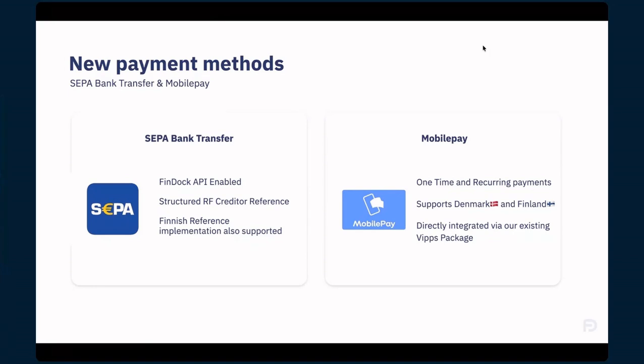Now, continuing into the Nordics, we've been on a journey in the Nordics by adding Norway and Sweden over the last few years. And with this release, I'm very excited to, next to Vipps, which we already support, also roll out support for MobilePay one-time and recurring payments, which is supported both in Denmark and Finland, and is directly integrated to our existing Vipps package. These are launched in GA, so you can get started on them immediately, and they allow you to serve customers in Denmark and Finland even better.